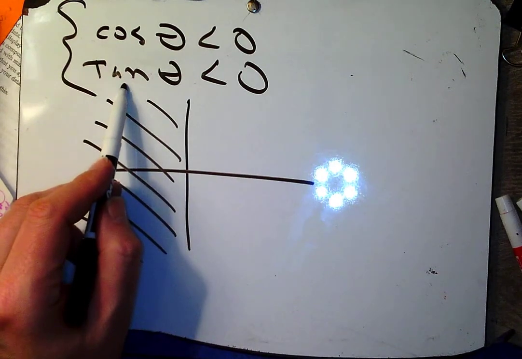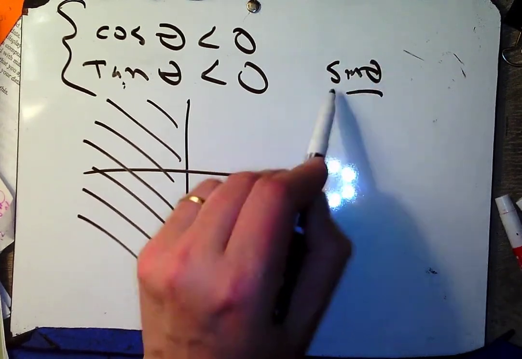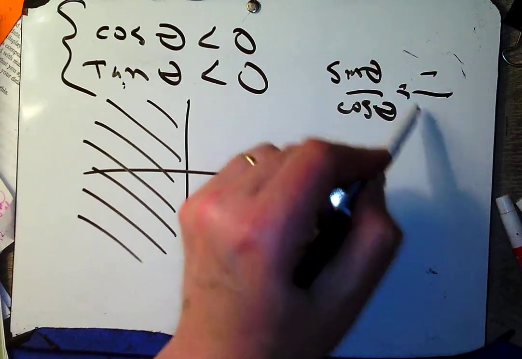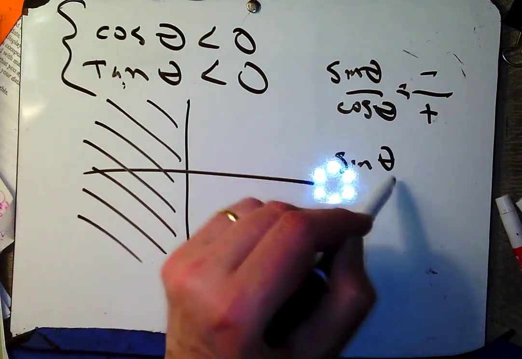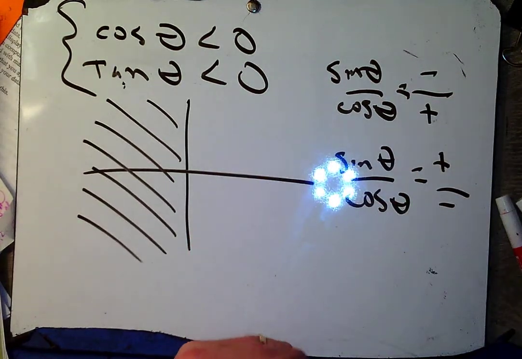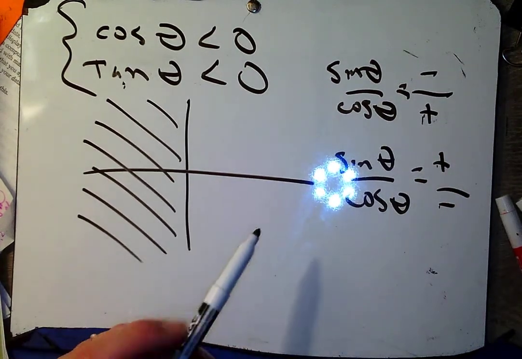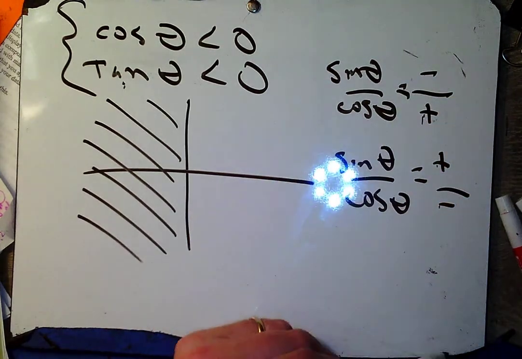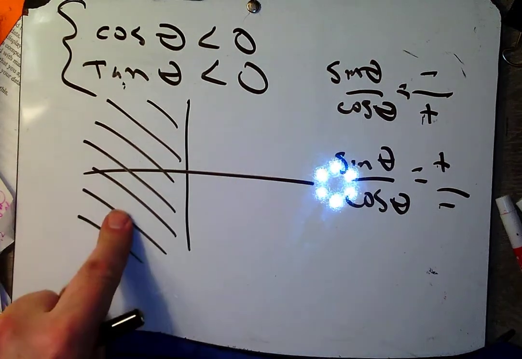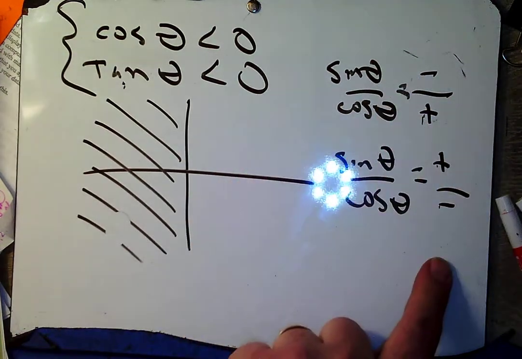Tangent is negative. In order for tangent to be negative, we need to have either a negative over a positive or a positive over a negative. So where do we find sine and cosine, or x and y values, with opposite signs? Well, here, sine and cosine are positive. And here, sine and cosine are both negative. I'm looking for they have different signs.